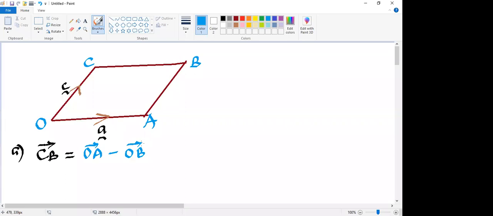I have Rina giving me CB as OB minus OC. Thank you very much, Rina. I have Joelia Zawa giving me vector A, thank you. I have Rina again saying CB is OB. Thank you, Rina. I don't know how you get there. Maybe that is why you modified it to OB minus OC.